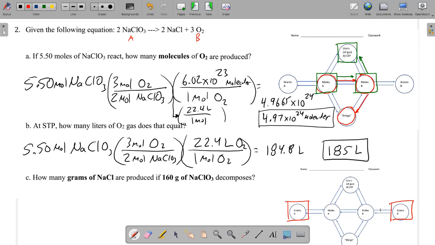There's going to be 3 conversion factors. You have to convert from grams to moles, and then from moles to moles, and then from moles to grams. There's no other way. There's no shortcut. There's no alternative method. It's what every chemist does. If you got 160 grams of NaClO3, how many grams of sodium chloride do you get? 100% of the time, you convert from grams to moles, moles to moles, moles to grams. So 160 grams NaClO3.